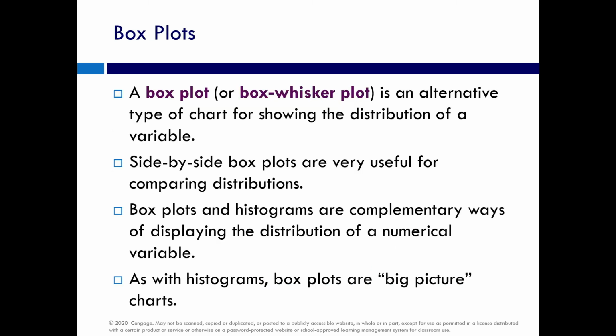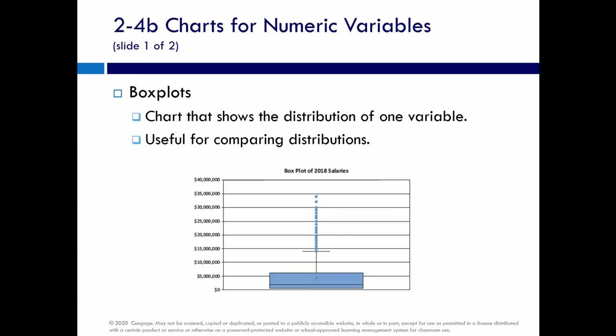Box plots, or box and whisker plots, are an alternate type of chart for showing the distribution of variables. Side-by-side box plots are very useful for comparing distributions. Box plots and histograms are complementary ways of displaying the distribution of numeric variables. As with histograms, box plots are big-picture charts that show the distribution of the variables.